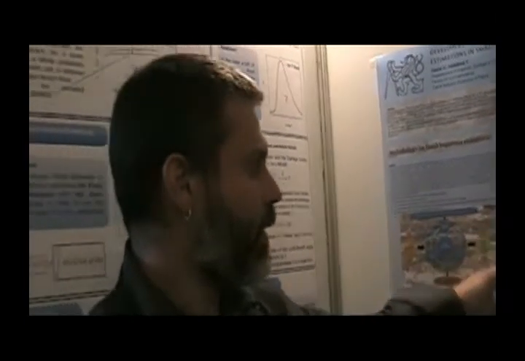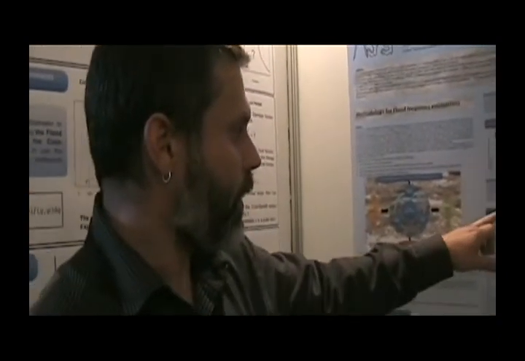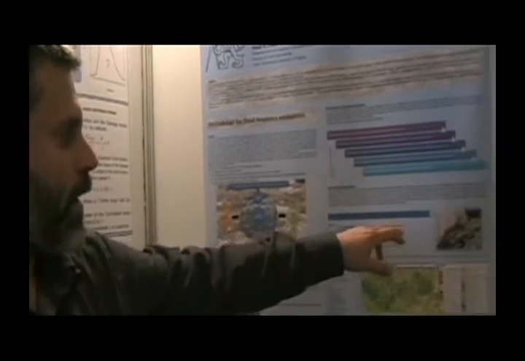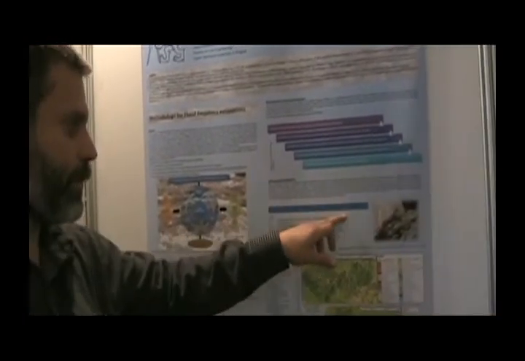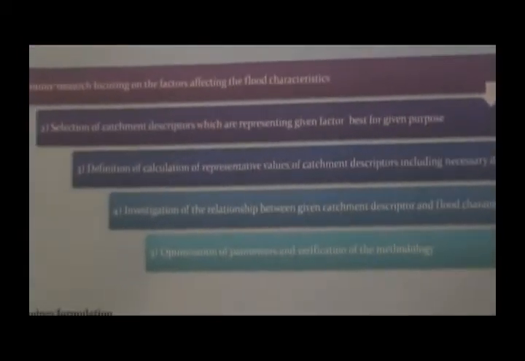The shape of the methodology is shown here. It's a product of some mathematical functions of catchment descriptors as well as of some precipitation characteristics, and one of the most important catchment descriptors is the catchment area.